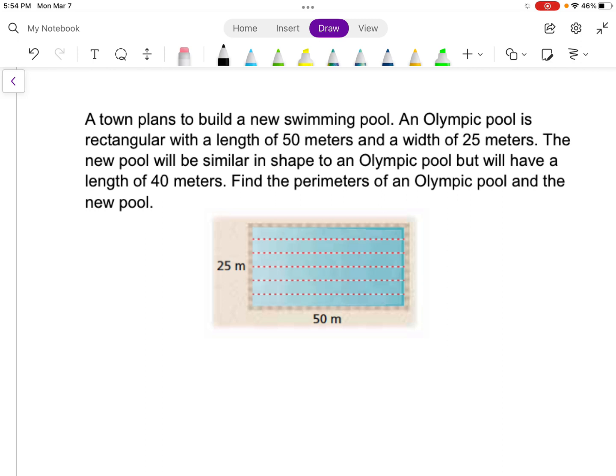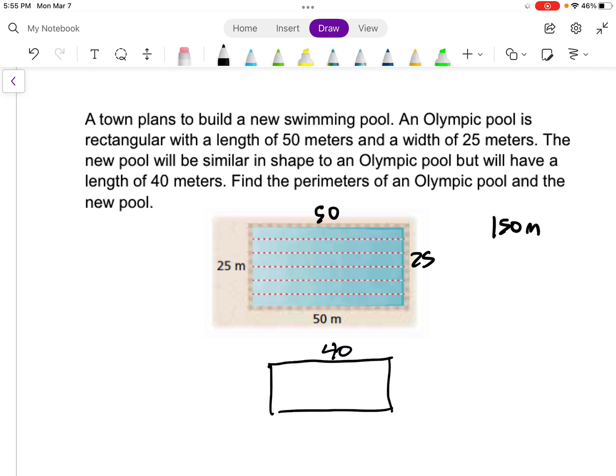This says a town plans to build a new swimming pool. An Olympic pool is rectangular with a length of 50 meters and a width of 25 meters. The new pool will be a similar shape. I'm going to draw it down here, but the length will be 40, and it wants us to find the perimeter of the Olympic pool and the new pool. Well, the Olympic pool is easy, right? It's a rectangle, so that side has to be 50. I add all that up. I think it's 150 meters. That's the perimeter of the Olympic pool.